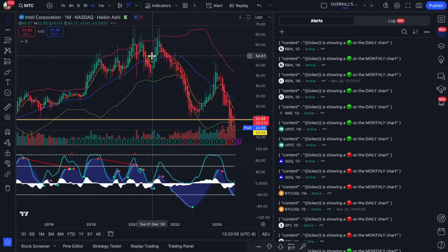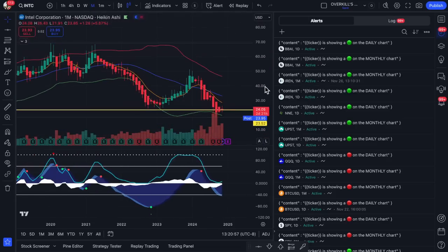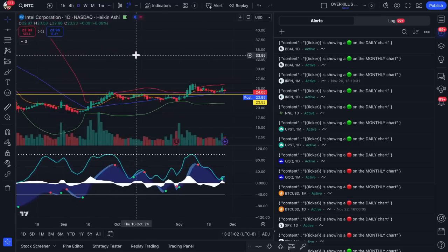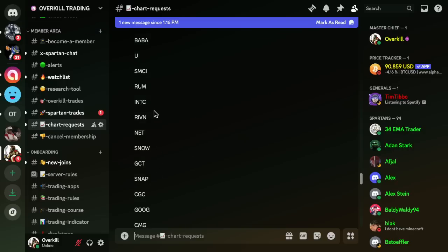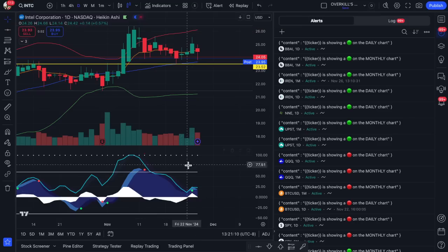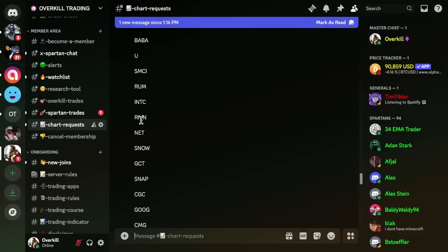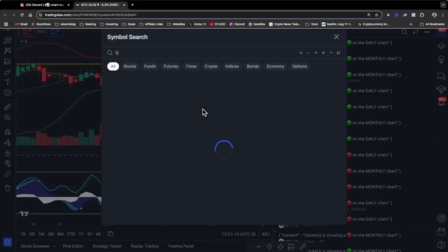But Intel has been absolutely smacked over the last few months, so it's very, very beaten down at the moment. It's at a very interesting level, right? We're in an uptrend because we're above that 30 EMA. So just make sure 23.50 holds on Intel. I think that one's good. I still think that one's a good trade above 23.50.